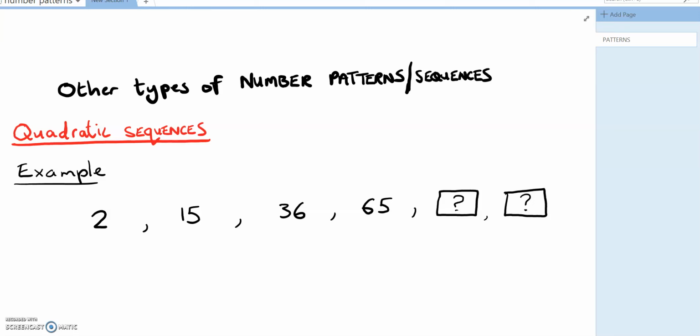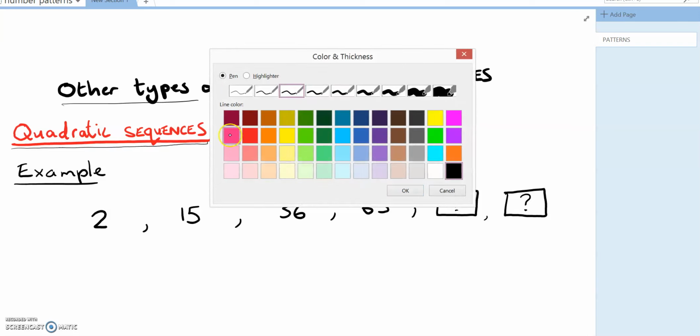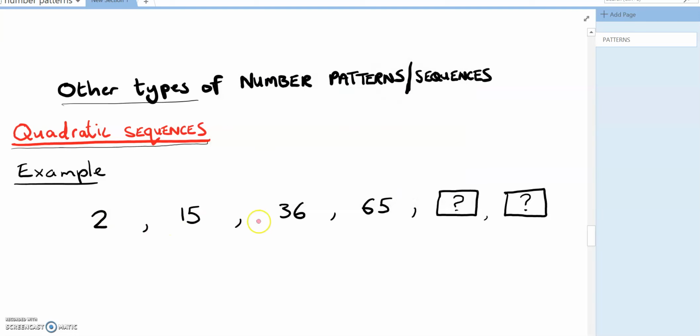In this video we're going to look at some of the other types of number sequences that can be asked, and the first one we're going to look at are quadratic sequences. So these are slightly different to linear sequences. Okay, the first thing we're going to do is take a look at this and see if we can figure out what this term will be.